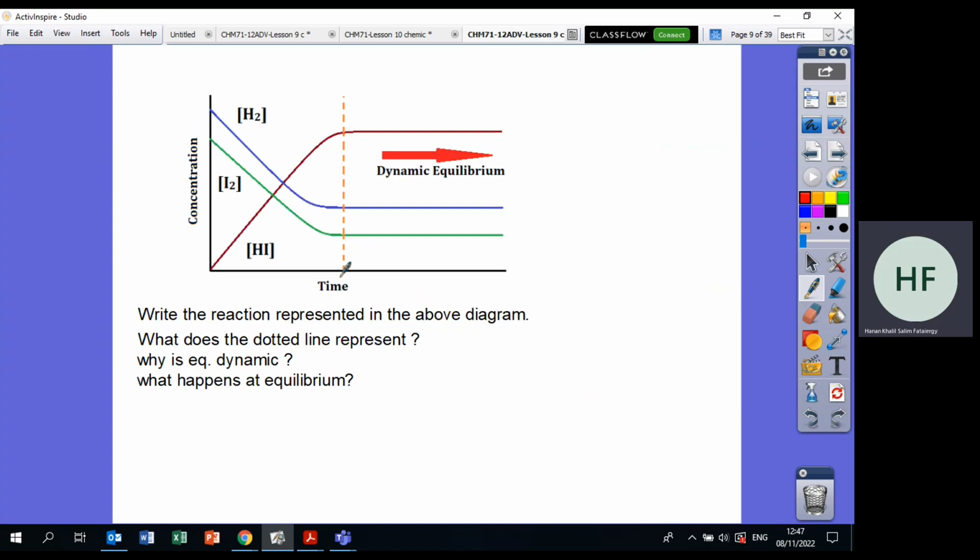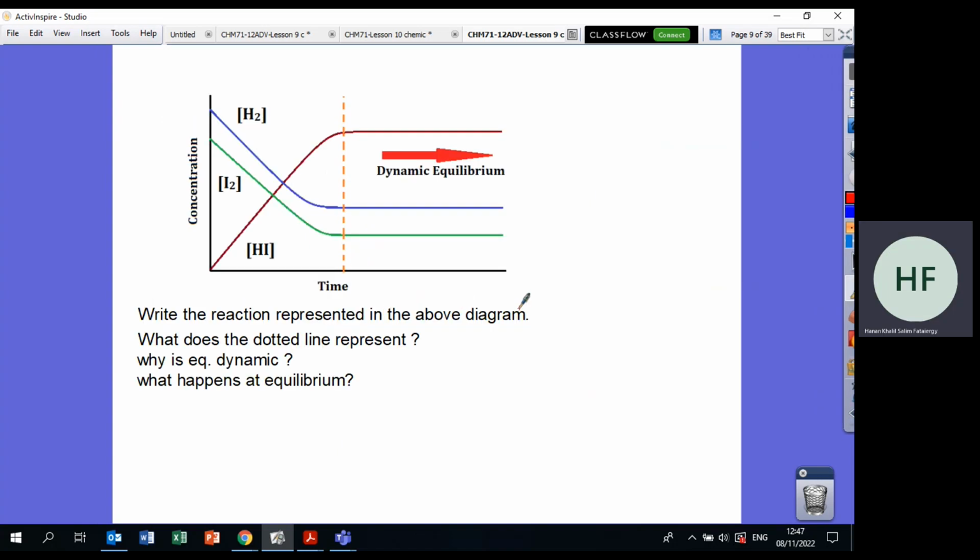Now let's look at this question. Write the reaction represented in the above diagram. Now I want you to pause the video and answer these 4 questions before I answer them for you. Okay, now the ones that decrease are reactants. The one that increases is a product. So the reactants are H2 plus I2 and the product is HI.